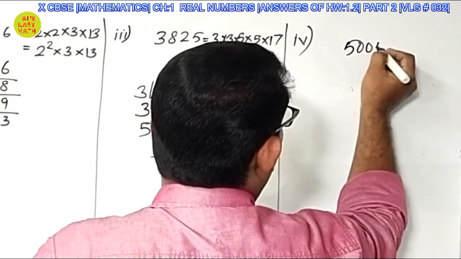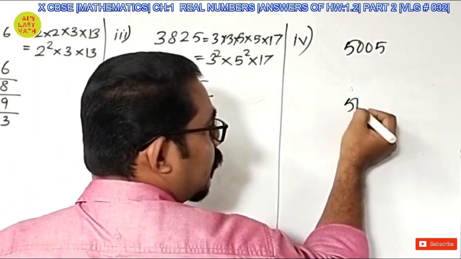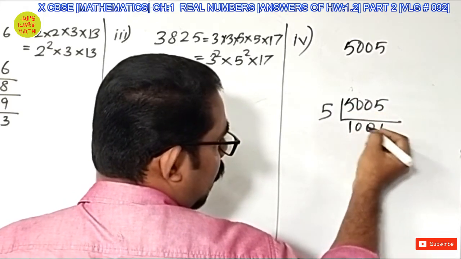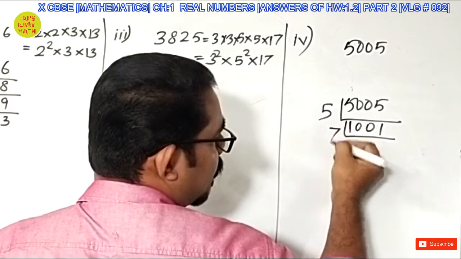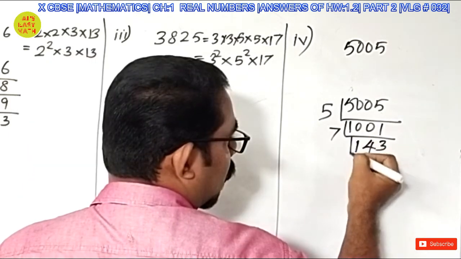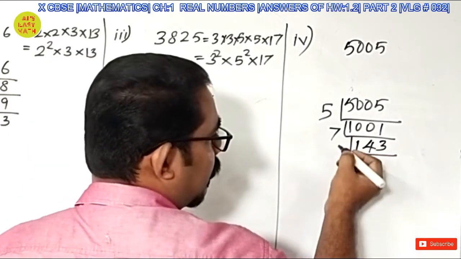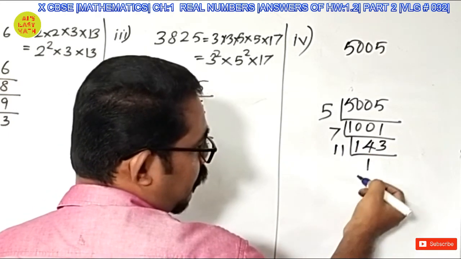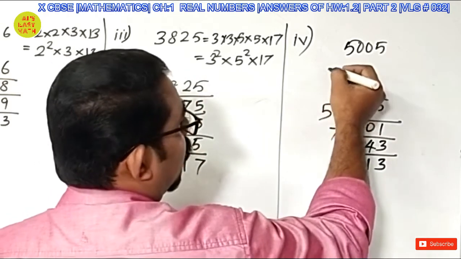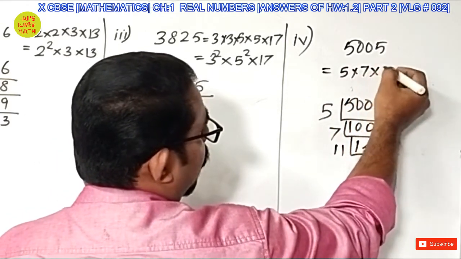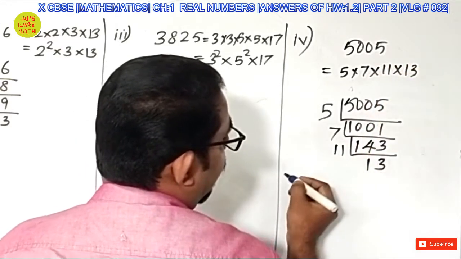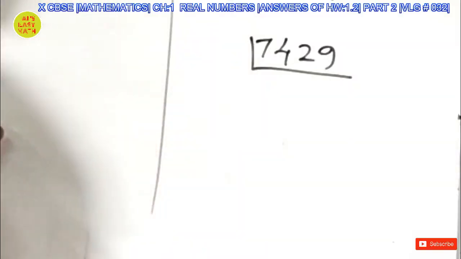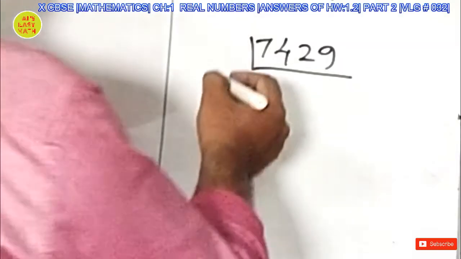Fourth one, 5005. So we start dividing by 5: 1001, then by 7: 143, then 11, one time, then 13. So we have 5 into 7 into 11 into 13. Next, 7429. So we have only one prime factor, 17.